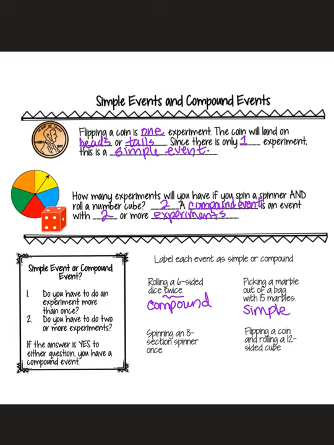Spinning an 8-section spinner once. Yes, it has 8 sections, but you're only spinning it one time, so it's a simple event. Flipping a coin and rolling a 12-sided cube. That is a compound event. There's two things happening.